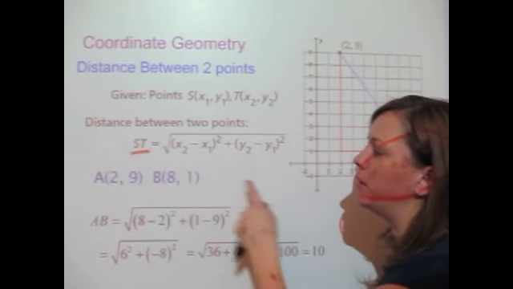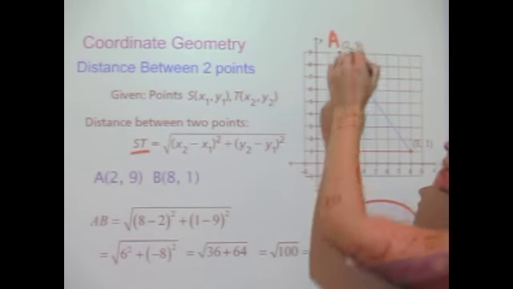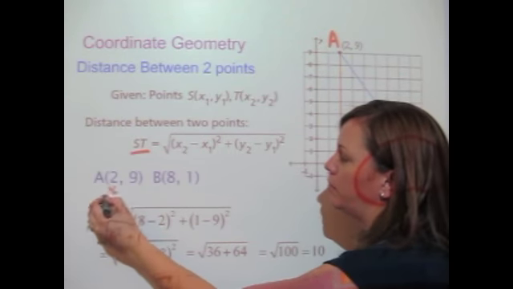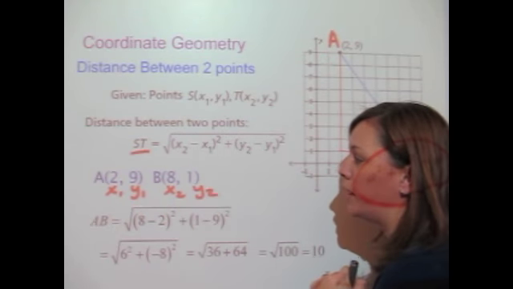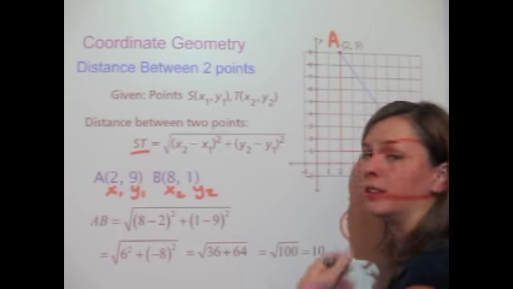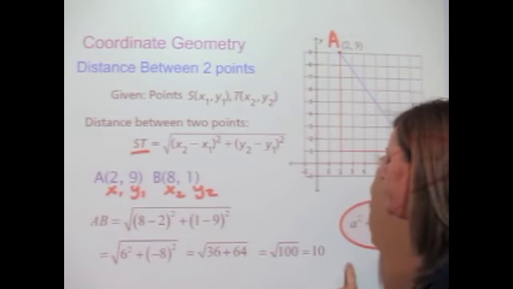Let's say we have 2 points, A and B. A is at 2, 9, and B is at 8, 1. So if you wanted to, you could label these points x1, y1, x2, y2, and then it's just a matter of taking these values and plugging them into the formula. And this is really nice because you know this formula is going to be right. You're going to have it right there on your sheet.